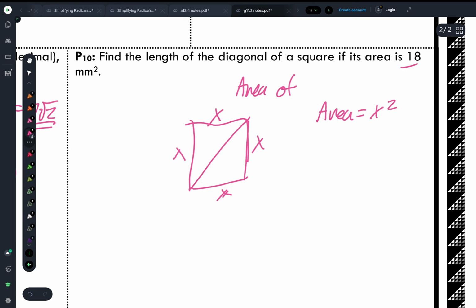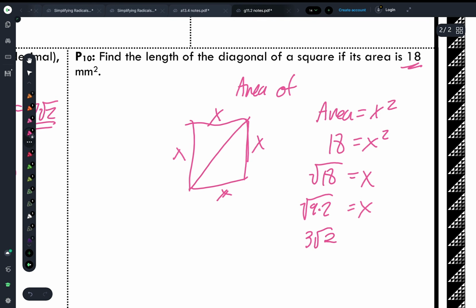Now we know the area, so why don't I just write 18 for area? Now I have an equation, don't I? I could just solve for x by taking the square root of both sides. Simplifying this, it can be written as 9 times 2. So the square root of 9 is 3, so x is 3 square root of 2.